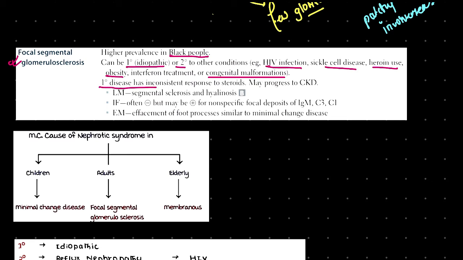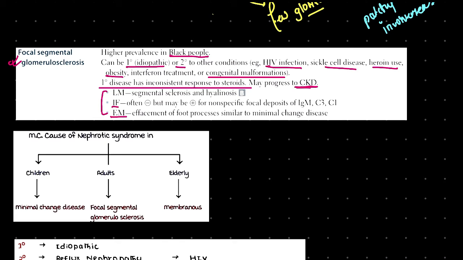Primary disease has an inconsistent response to steroids, right? Okay, there is inconsistent response, but the secondary one, because we don't know the actual reason, right? Now moving further, this may progress to CKD also. Now what we'll do is light microscopy, immunofluorescence, and electron microscopy.